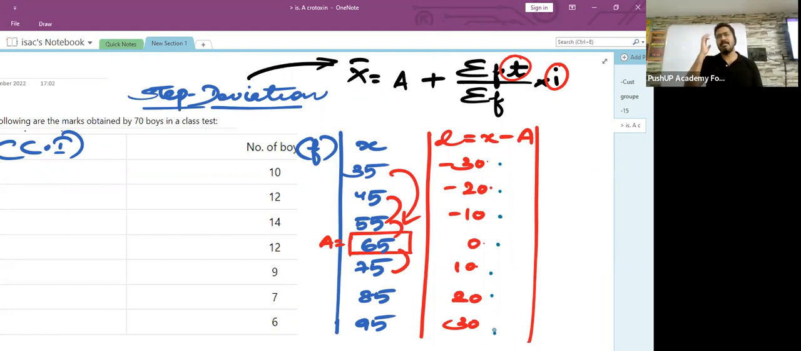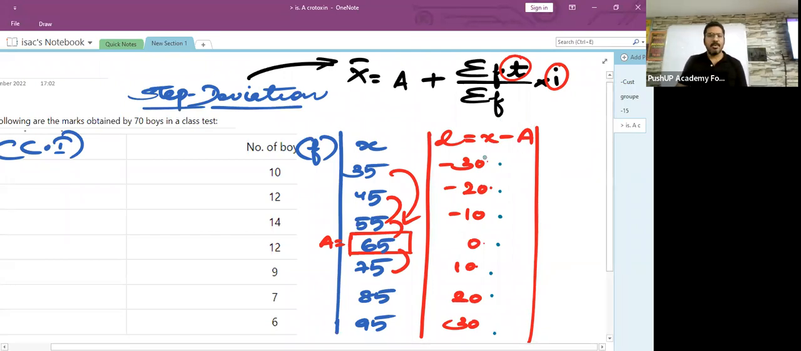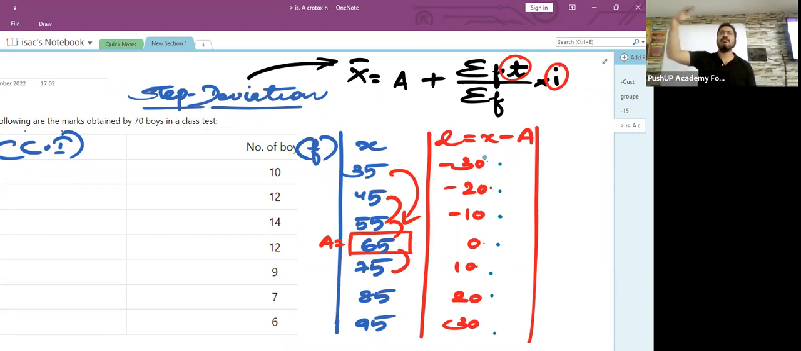Isn't it 10? It's a matter of mental maths, children. Now don't sit and do LCM of minus 30, minus 20, minus 10. You just throw a question to yourself: which would be the highest positive integer which could divide all the values in this column of D? The answer is positive 10, because you can divide minus 30, minus 20, minus 10, 0, 10, 20, and 30 by 10.